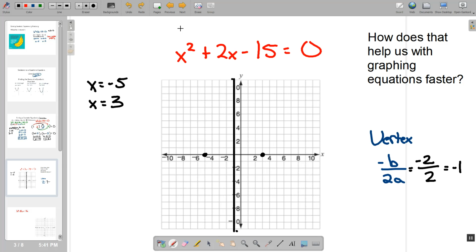So if I do negative 1 squared is positive 1, minus 2 minus 15 is equal to negative 16, means our vertex must be negative 16. So way down here. So our graph will look something like this. And now we've created the graph and we've solved the problem simply by using factoring.